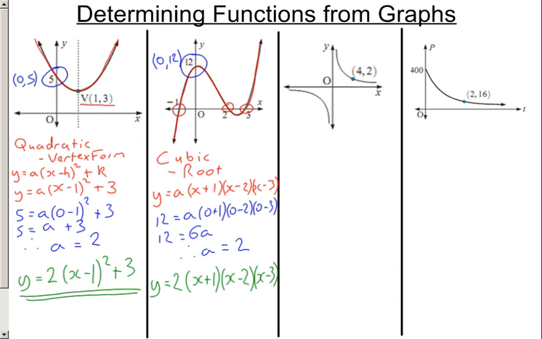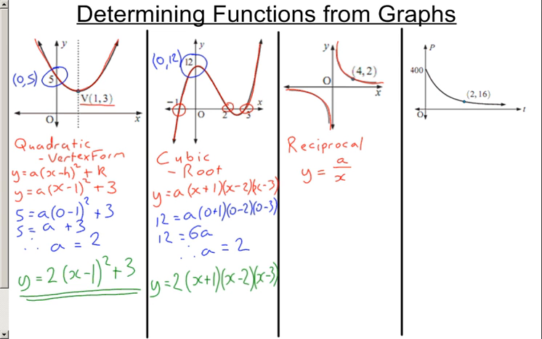Now on to the next graph. And again, the first thing we need to do is identify the type of graph we're dealing with here. And you should recognize this two-part graph is a reciprocal. A reciprocal graph always has the form y equals a over x, something over x.